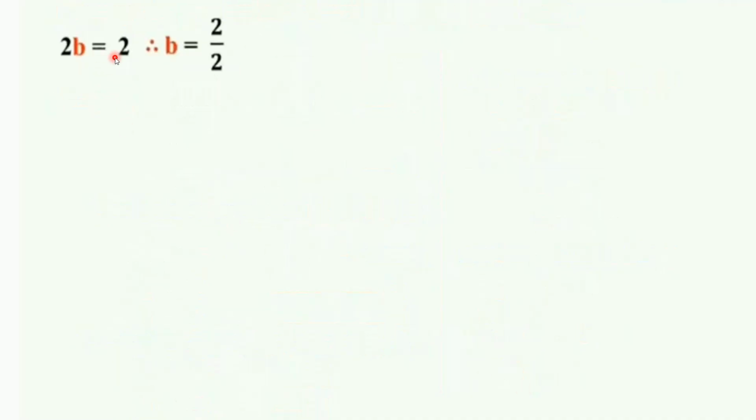2b is equal to 2, isn't it? So that is b is equal to 2 by 2. The value of b will be 1. So we have got a value of a as 1 over 5 and value of b as 1. Now what I must do? I have got the new variable values, that are a and b.